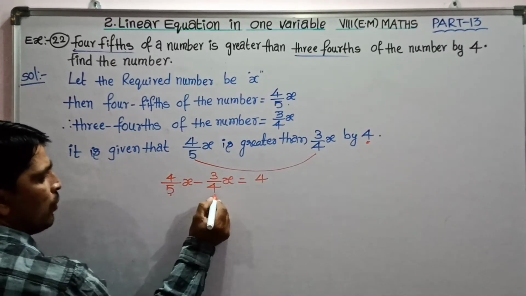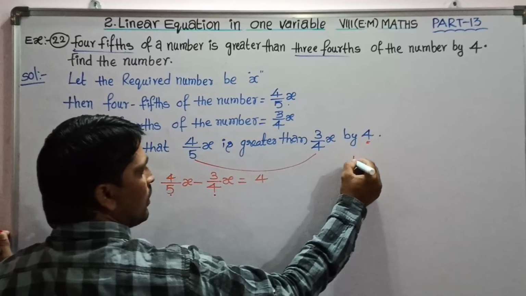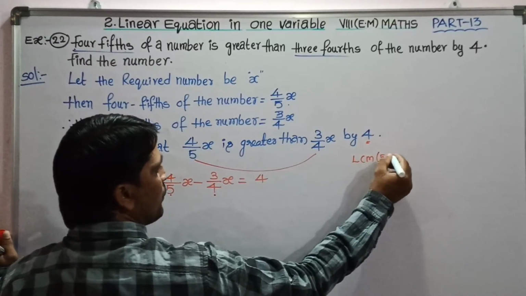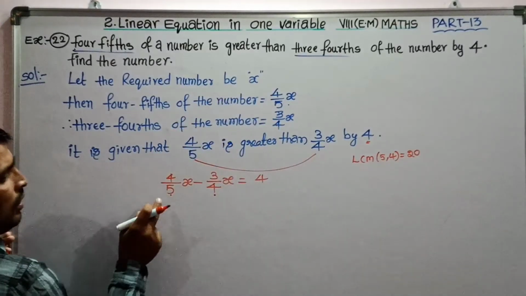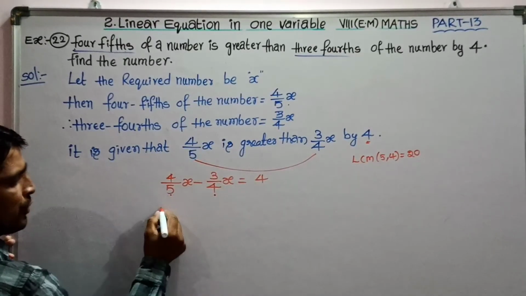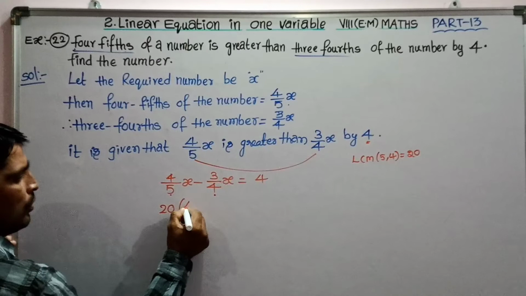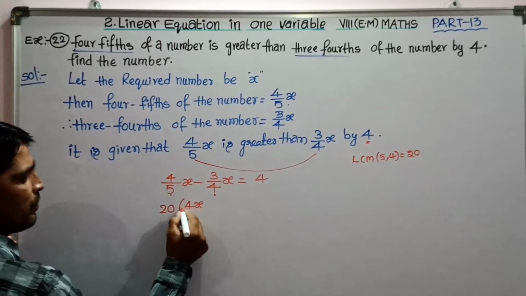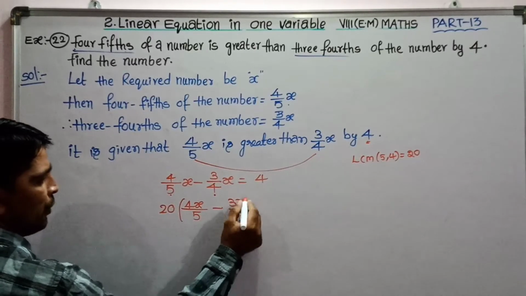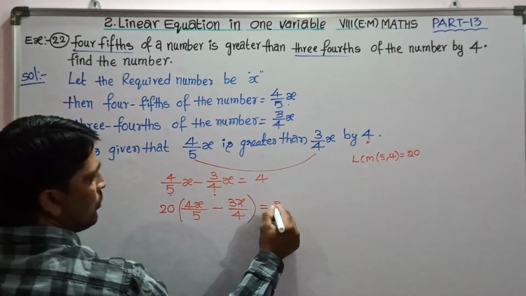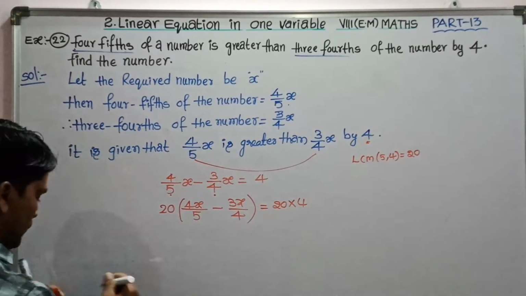In LHS we have 5 and 4 as denominators. The LCM of 5 comma 4 is their product, that is 20. So multiply both sides of the equation by 20. That is 20 times 4x by 5 minus 3x by 4. 20 times LHS equals 20 times RHS, 4.